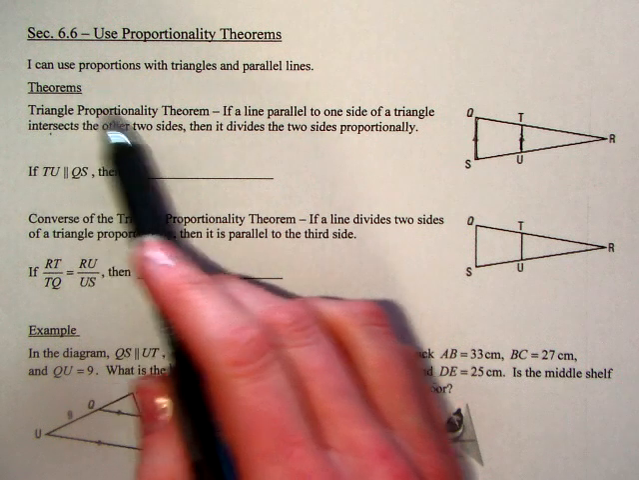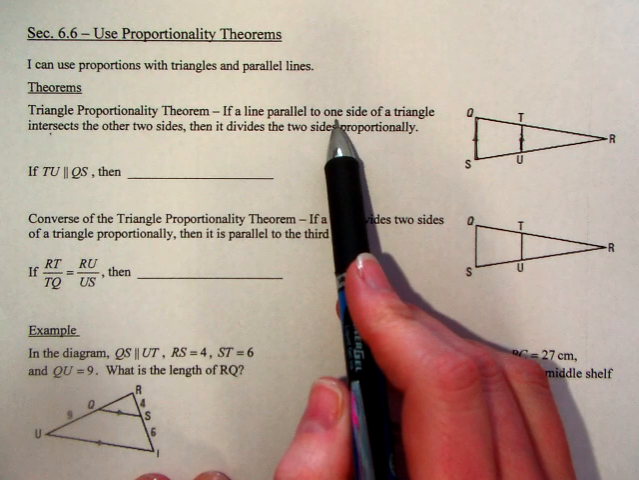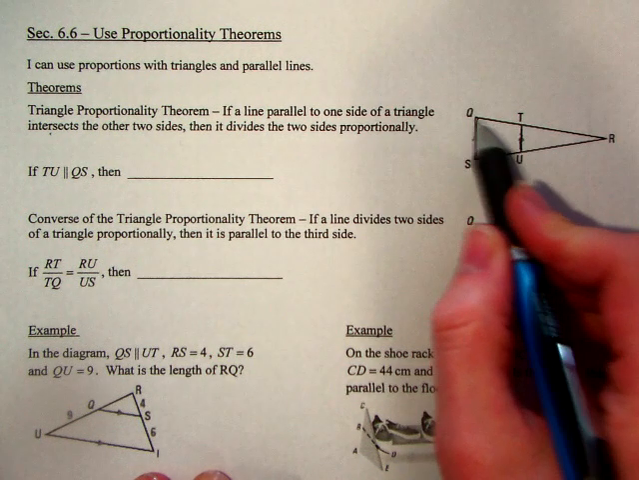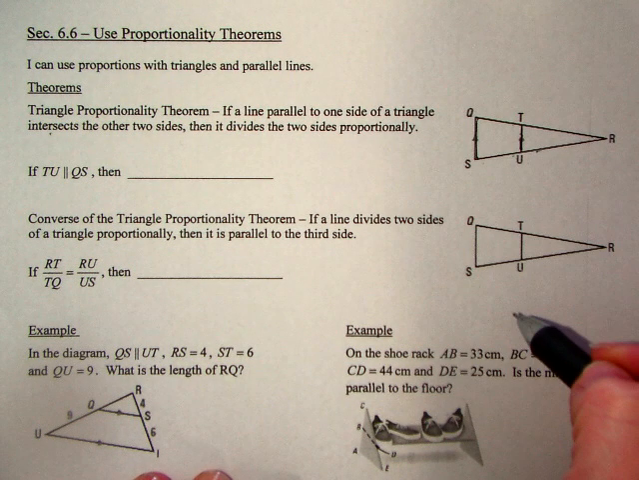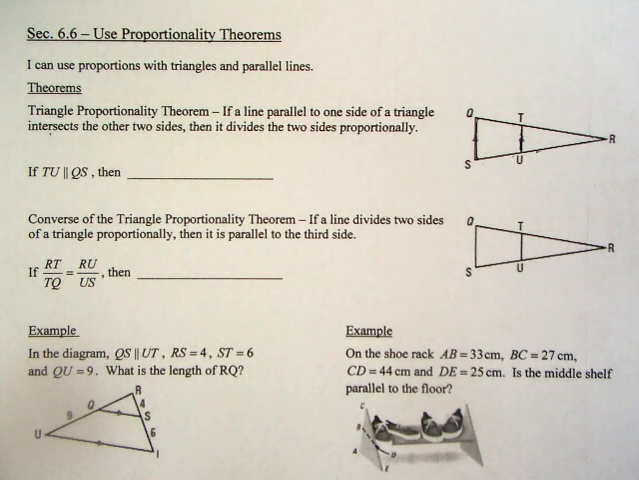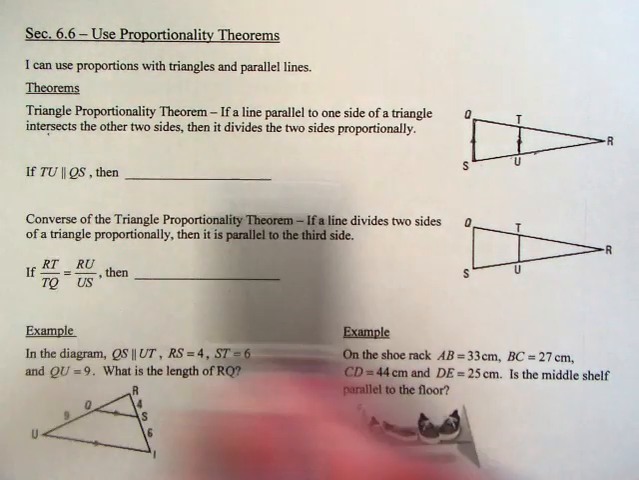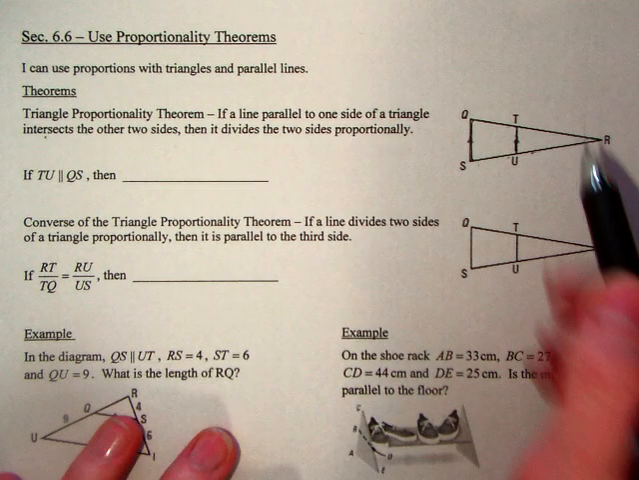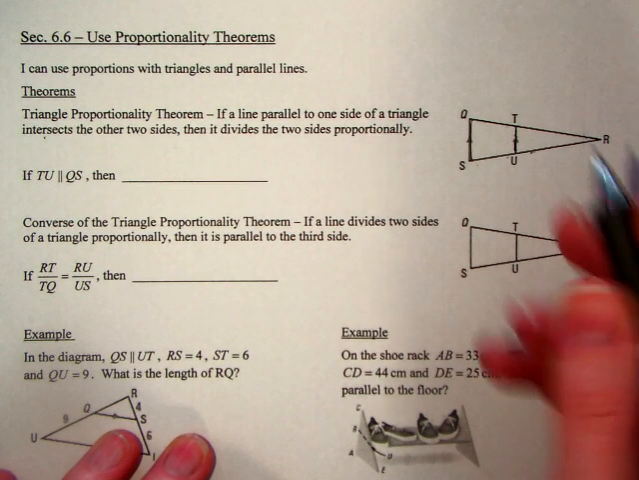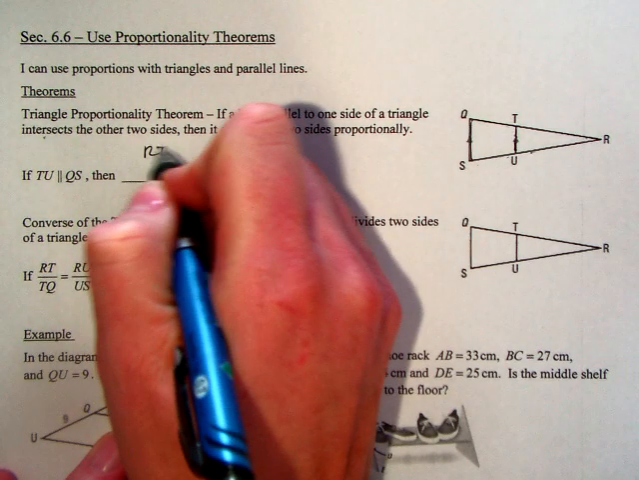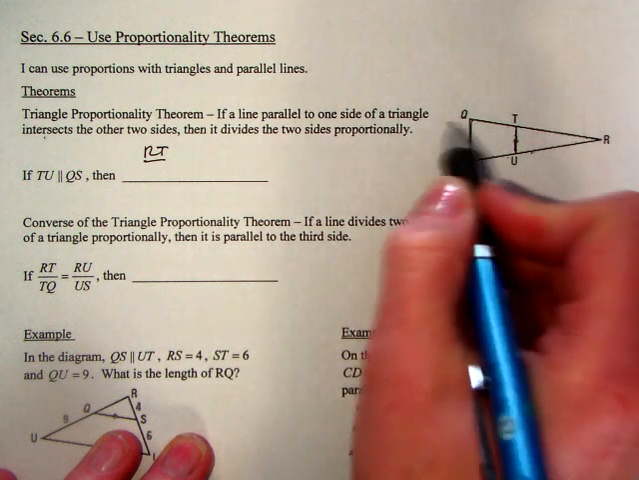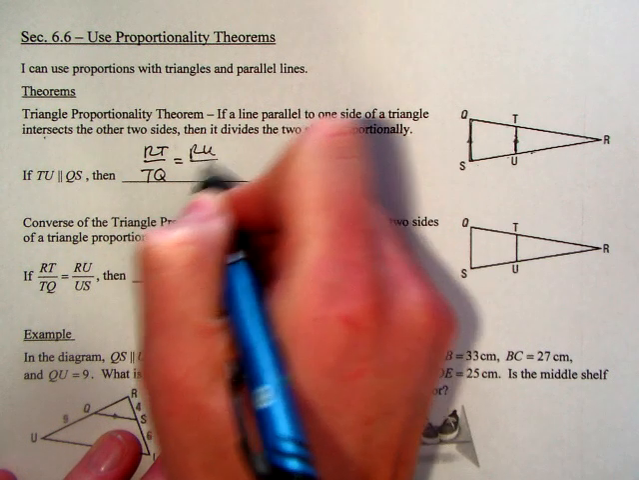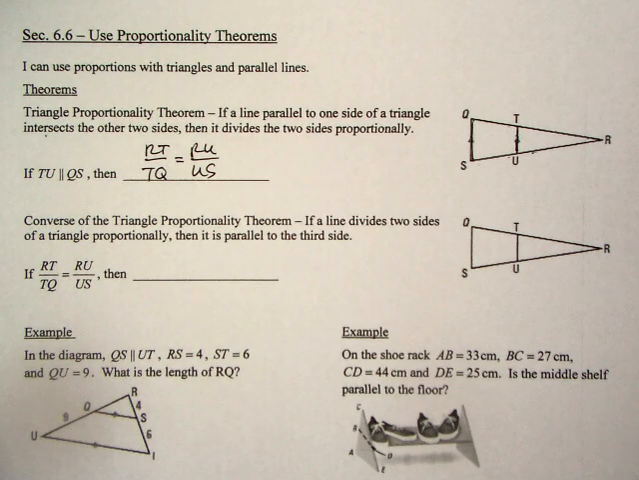So the triangle proportionality theorem just says if a line parallel to one side of a triangle intersects the other two sides, then it divides these sides proportionally, okay? So what it's trying to say to you is that if TU is parallel to QS, then some stuff happens. The way that it chunks the triangle up ends up putting it into a proportion. So RT, this one out here, over TQ, is the same as RU over US. So the way that it breaks up the sides kind of creates them into a proportion.